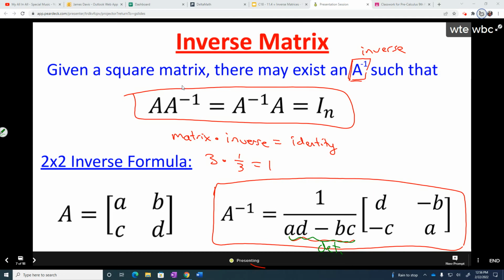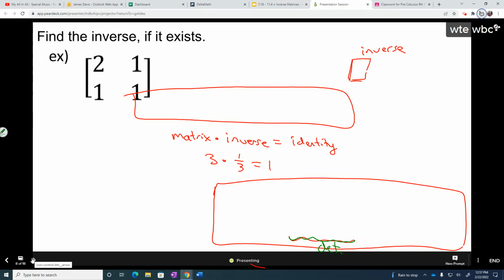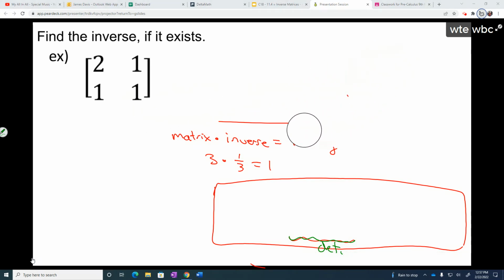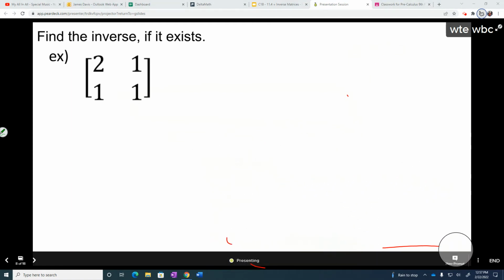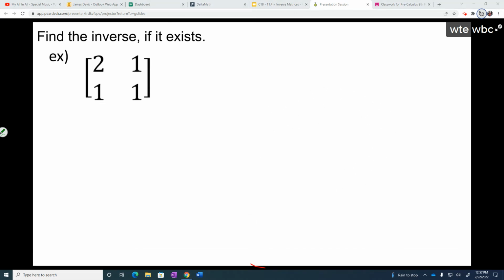So let's try a couple. We're going to find the inverse if it exists. It is possible for a matrix not to have an inverse. Really easy one here. So we're going to say A inverse equals 1 over, and then it's going to be 2 times 1 minus 1 times 1. You can obviously do that in your head if you want.